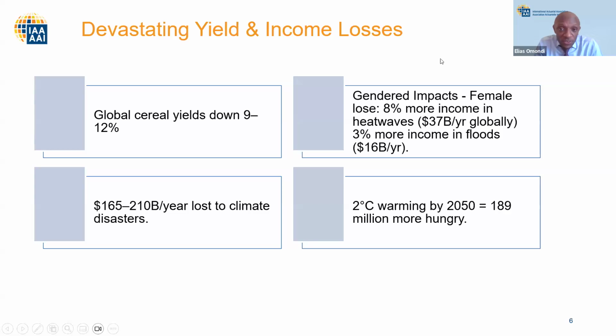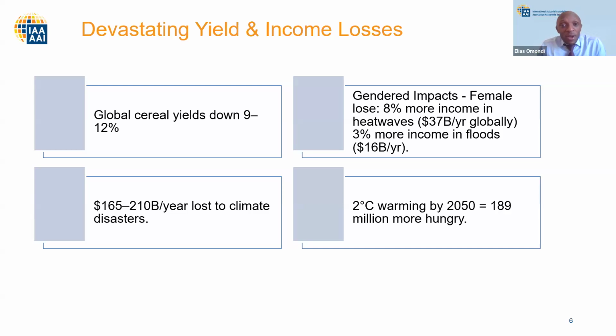If we can go to the next slide, we should be able to see that in terms of the losses and the yields, proportionally, the global cereal yields went down between 9 to 12%. That basically means that food insecurity has become a major issue across the globe, and in so many continents, people are going without food.